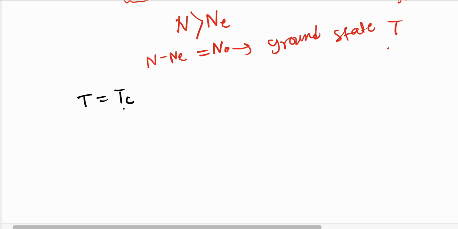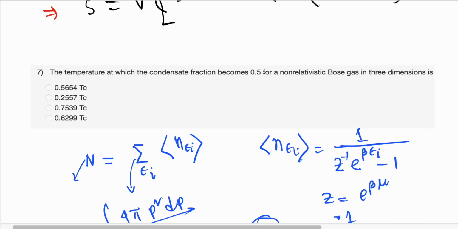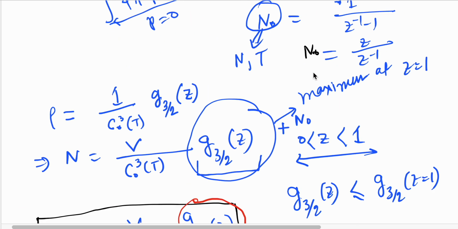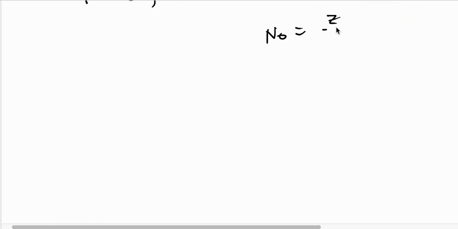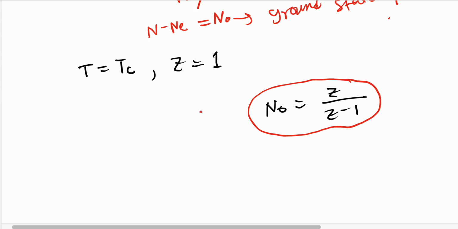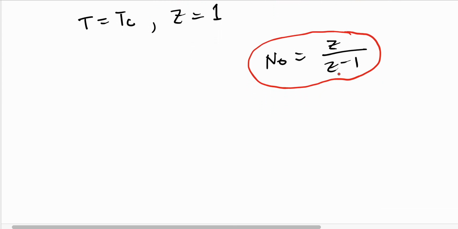suppose that we decrease the temperature and at T equal to Tc, Z becomes 1. Now if Z becomes 1, let's take a look at this expression n0, which is actually Z by Z minus 1. So at T equal to Tc, Z equal to 1, what will n0 become? n0 will become infinity. If we put Z equal to 1, that means n0 will become infinity.